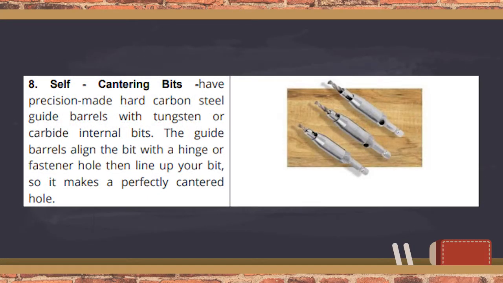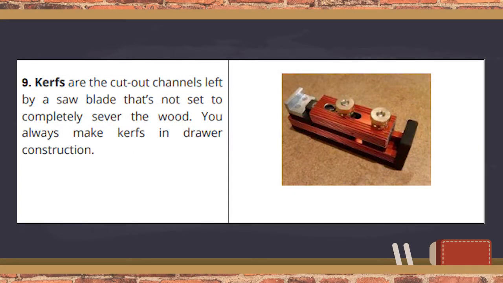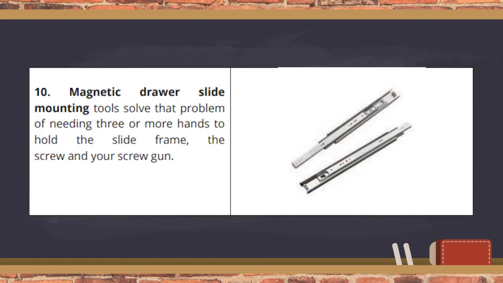Self-centering bits have precision-made hard carbon steel guide barrels with tungsten or carbide internal bits. The guide barrels align the bits with a hinge or fastener hole, then line up your bit, so it makes a perfectly centered hole. Kerfs. These are the cutout channels left by a saw blade that's not set to completely sever the wood. You always make kerfs in drawer construction.